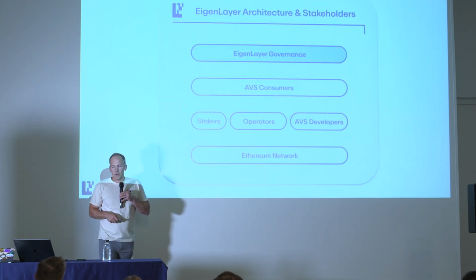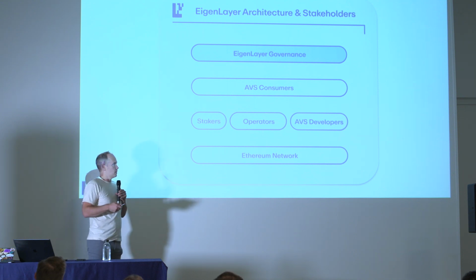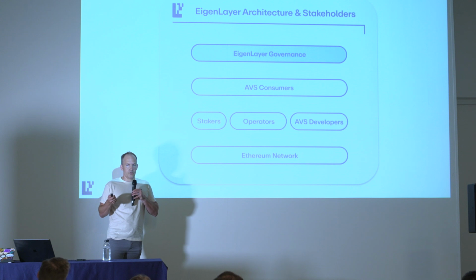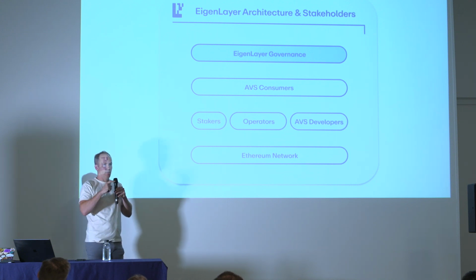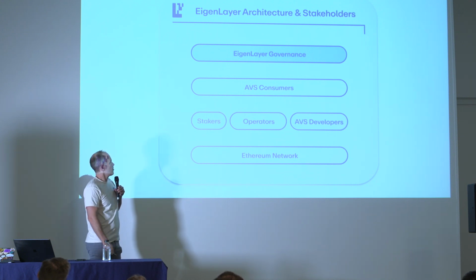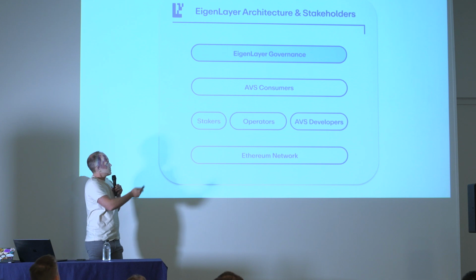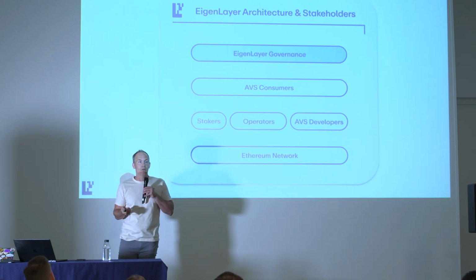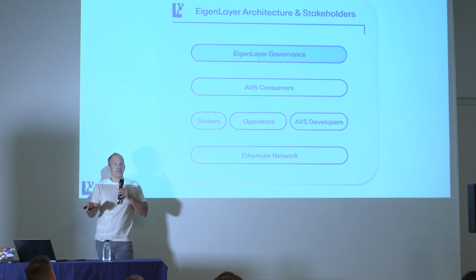Looking at this as a bit of a stack, everything about EigenLayer resolves back to Ethereum L1. We are going to be doing some work to support L2s in the future, but initially it's all around the base layer of Ethereum mainnet. We talked about stakers, operators, and developers, and then AVS consumers is an important category. It would be anyone who's actually using the service. So if I'm calling Ava's AI service and I need to do some inference, I'm a consumer of that service.